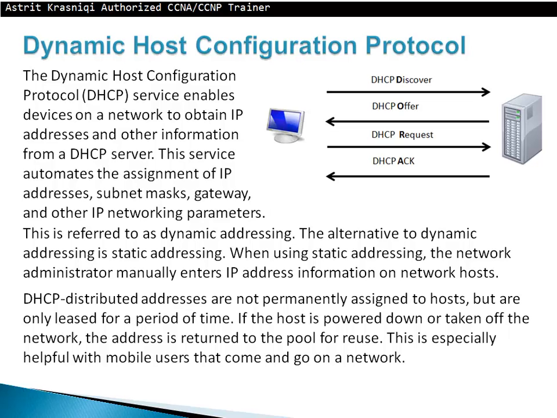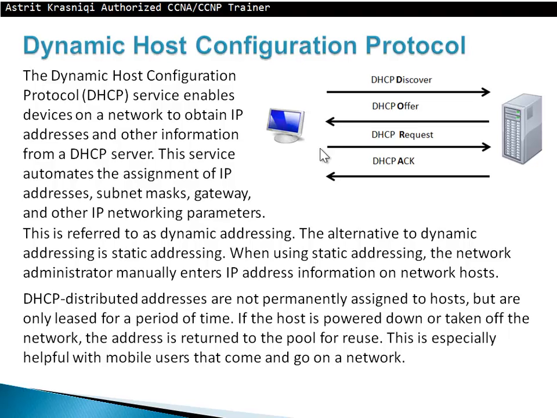DHCP distributed addresses are not permanently assigned to hosts, but are only leased for a period of time. If the host is powered down or taken off the network, the address is returned to the pool for reuse. This is especially helpful with mobile users that come and go on the network.